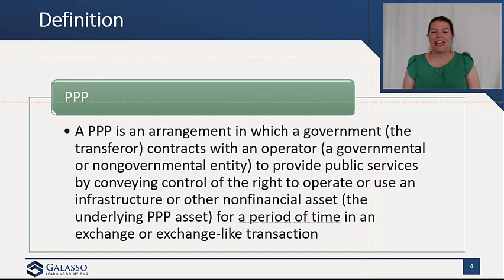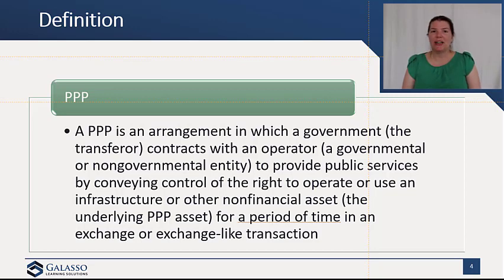A PPP is an arrangement in which a government, we're going to call them the transferor, contracts with an operator. That operator can be either a governmental entity or a non-governmental entity, to provide public services by conveying control of the right to operate or use an infrastructure or other non-financial asset, we're going to call that the underlying PPP asset, for a period of time in an exchange or exchange-like transaction.